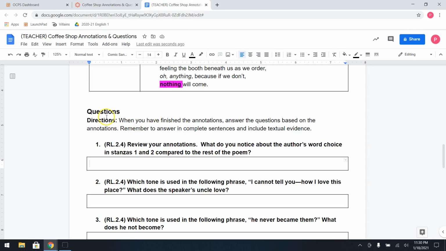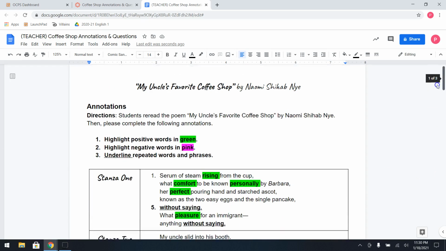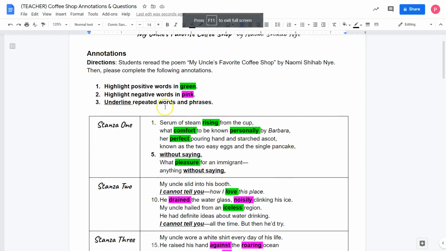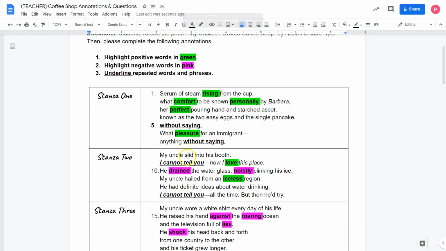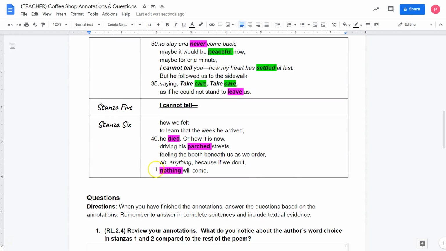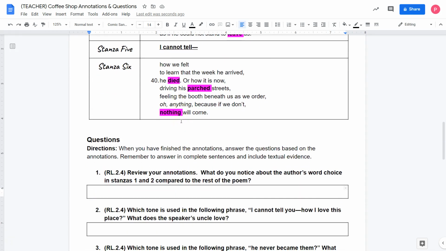It says questions. When you're finished with the annotation, answer the questions based on the annotations. Remember to answer in complete sentences and include textual evidence. Question 1 says, review your annotations. What do you notice about the author's word choice in stanzas 1 and 2 compared to the rest of the poem? If we look at stanzas 1 and 2, we notice that it is in green, and that means positive. In stanza 2, it starts getting more negative until it gets to the end where it's finally completely all negative. So we're going to put that down.